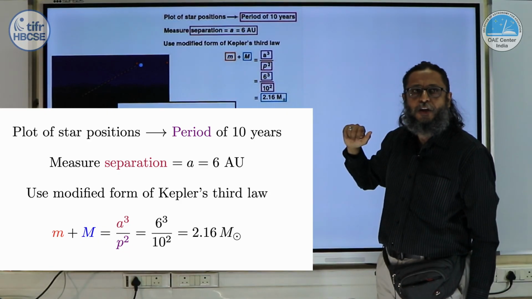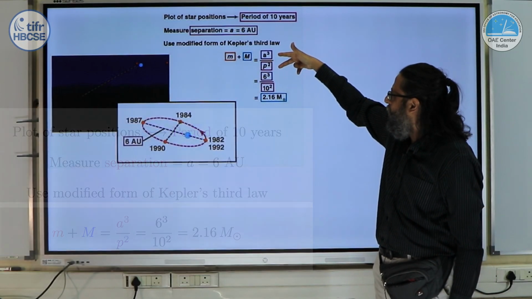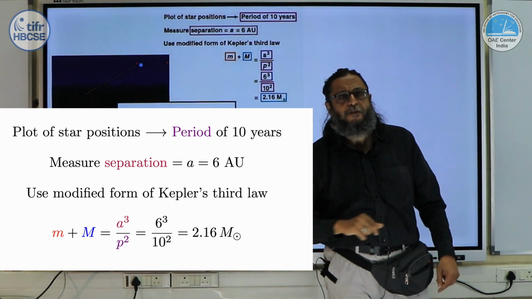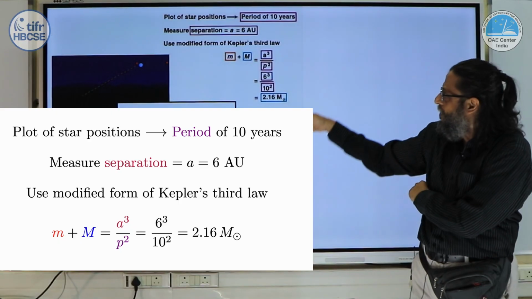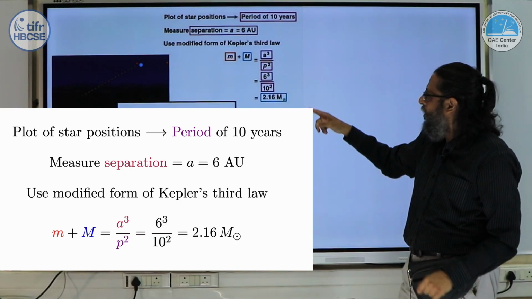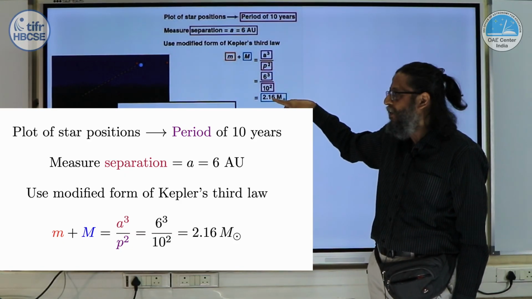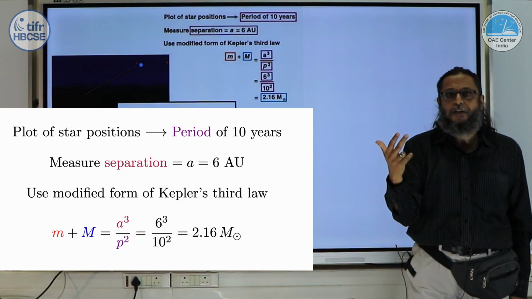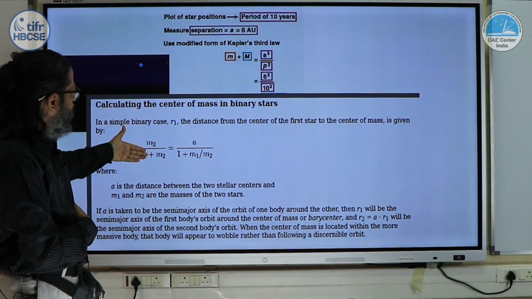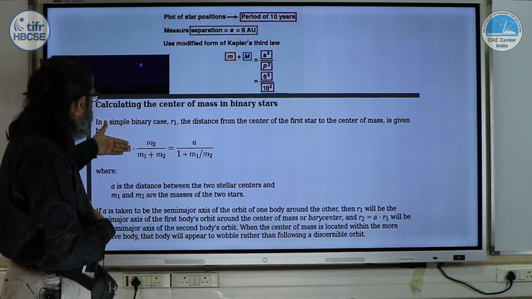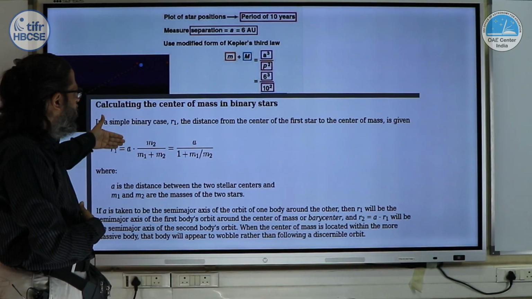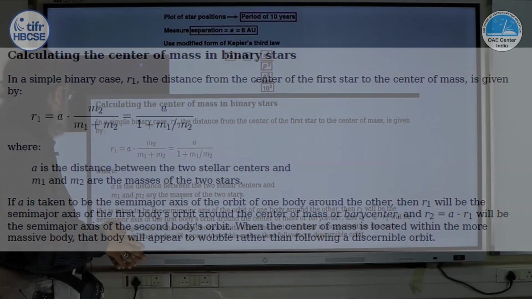This quantity, a cube upon p squared, can be termed as the mass function of the system. Whenever you have a visual binary and you can measure A and P separately and individually, then you can obtain the mass function, and that is the first thing that you normally measure for a binary star system. And following the mathematics that we have developed before, you can then obtain the distances of the individual objects from the center of mass.